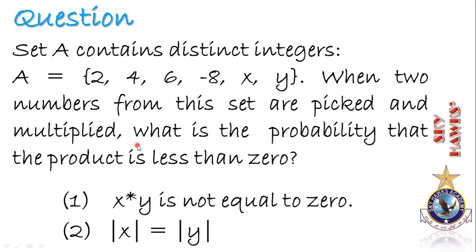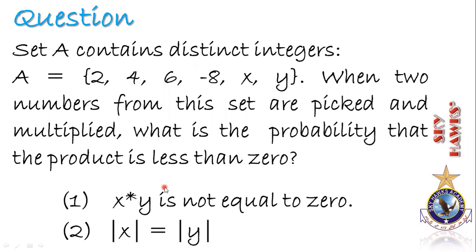Only two numbers at random are picked and multiplied, so the operation is multiplication. What is the probability that the product is less than zero? Less than zero means the product must be negative. We have one negative number, and x and y we are not sure about. The product is not equal to zero, this is the first statement, and the absolute values of the unknowns x and y are equal.